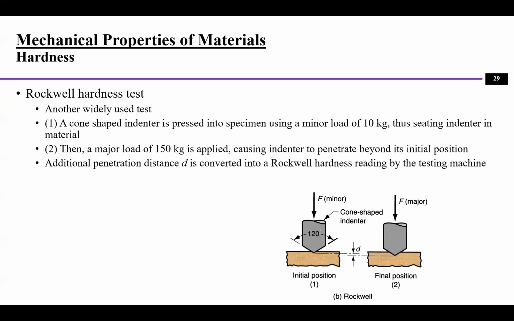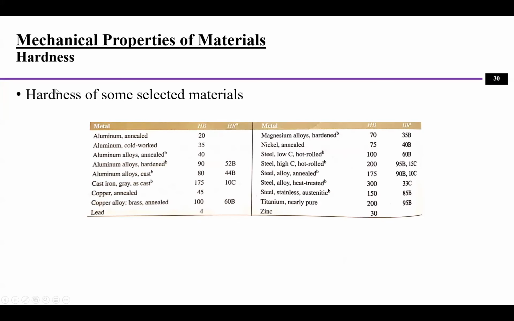Rockwell and Brinell actually have some convergence, but typically Rockwell is used to test harder materials because the tip of the indenter is more sharp, right? So Brinell is used to test materials that are not as hard as those tested by Rockwell. And here are some of the hardness values for some selected materials. You can see aluminum, lead, and also some steels and titanium, and see how much the hardness differs.